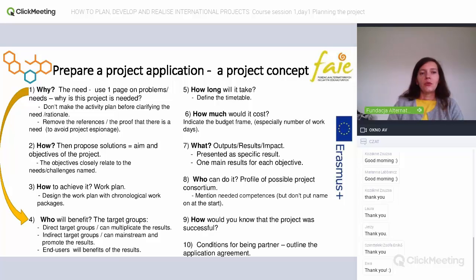The next question would be how? How shall I address this need? How shall I address this challenge? And the proposed solutions are described in a way of project goals and project aims.